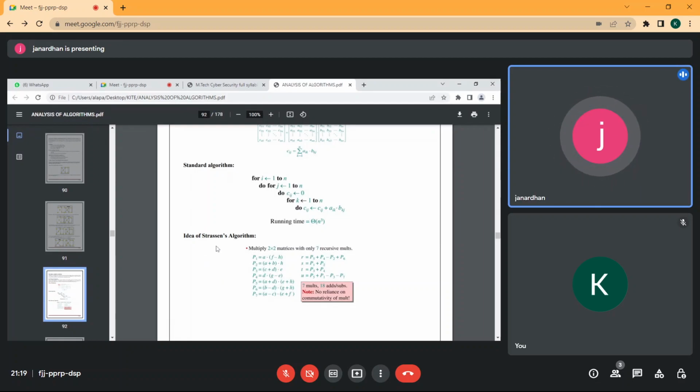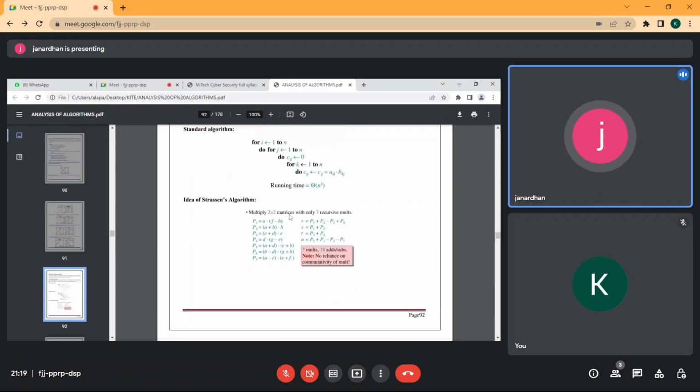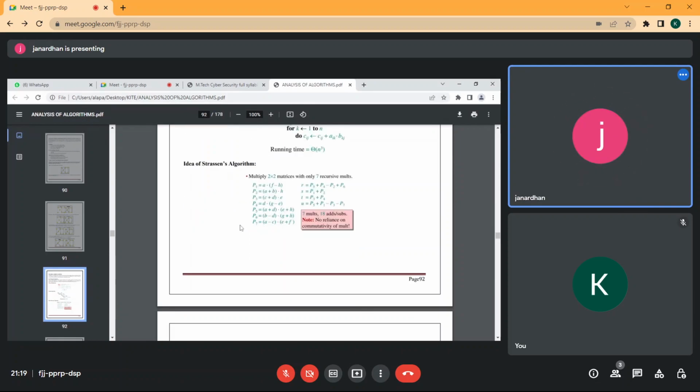Idea of Strassen's algorithm: multiply 2 by 2 matrices with only 7 recursive multiplications. P1 equal to A into F minus H. P2 equal to A plus B into H. So we need to remember all these things. Okay. This is the Strassen's matrix. Okay, Strassen defines these 7 rules. 18 additions and 7 multiplication rules are there.